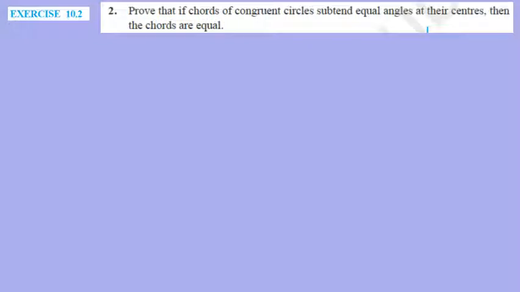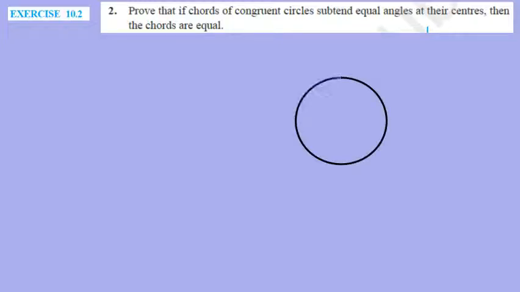Question number 2. Prove that if chords of congruent circles subtend equal angles at their centers, then the chords are equal. This is the converse of the previous question. Equal chords subtend equal angles at the center, that we had proved. But in this, if two chords subtend equal angles at the center, then the chords will be equal. So the same way we have to prove this.